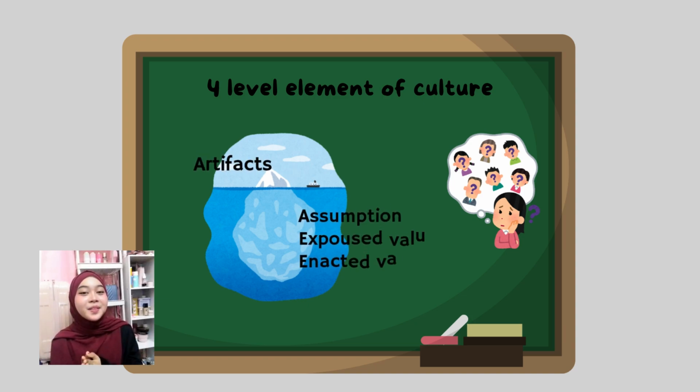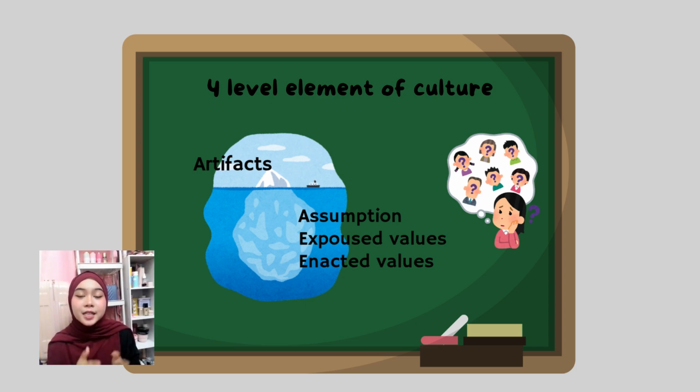Okay guys, let's imagine organizational culture is like an iceberg. The parts of the iceberg that we can see above the surface are called artifacts. These are the visible parts of the culture, like dress code, company logo, office layouts, and how people communicate. But underneath the water, there's a much bigger part that we can't see, yet it's just as important.